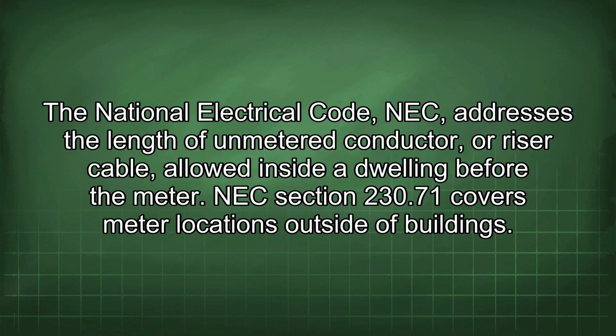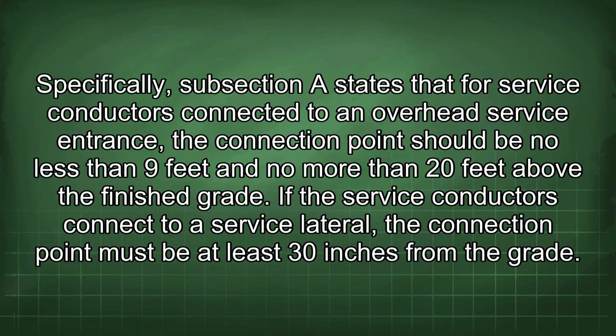The National Electrical Code (NEC) addresses the length of a metered conductor or riser cable allowed inside a dwelling before the meter. NEC Section 230.71 covers meter locations outside of buildings. Specifically, subsection F states that for service conductors connected to an overhead service entrance, the connection point should be no less than 9 feet and no more than 20 feet above the finish grade.